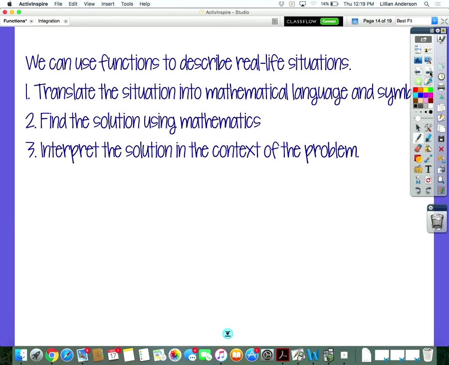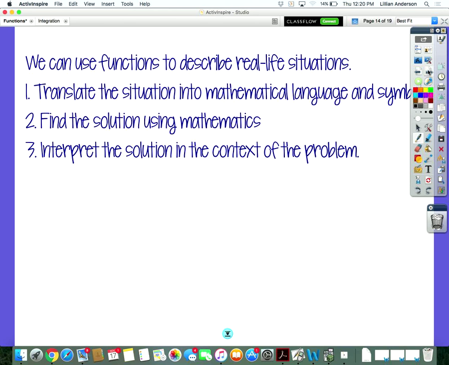Alright. Now, functions are used to describe real life situations. The 3 things that you want to make sure that you do: translate the situation into mathematical language and symbols, meaning variables, numbers, make an equation; find the solution using mathematics, multiplying, adding, subtracting, etc.; and then, of course, interpret the solution in the context of the problem. So, in relationship to this problem, what does the solution mean?